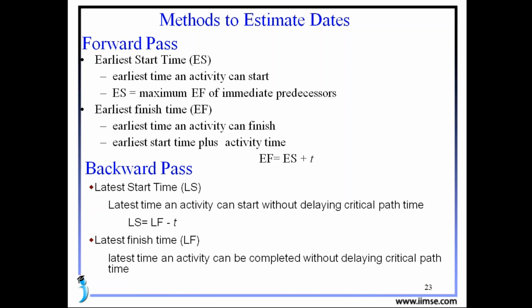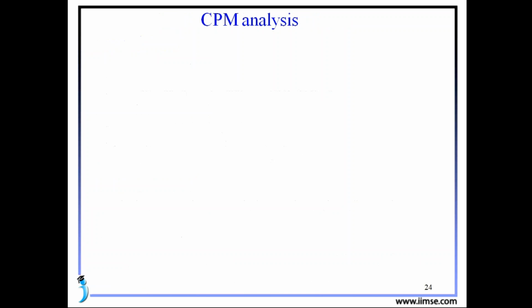The latest time an activity can be completed without delaying critical path time. This is the same as above, but it is the latest finish. Latest start is equal to the minimum latest start of our immediate predecessors. See here how we do that analysis, the CPM analysis.